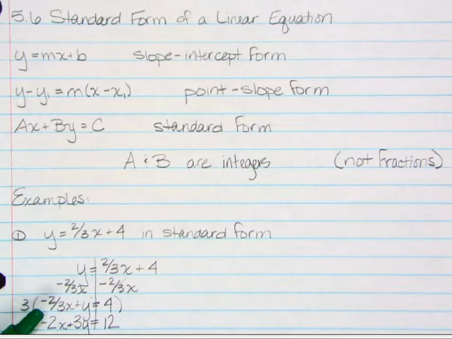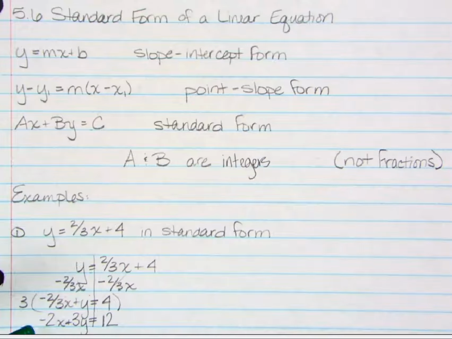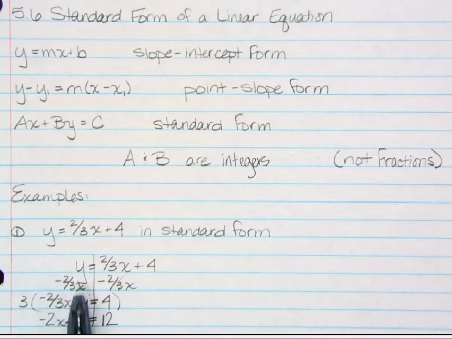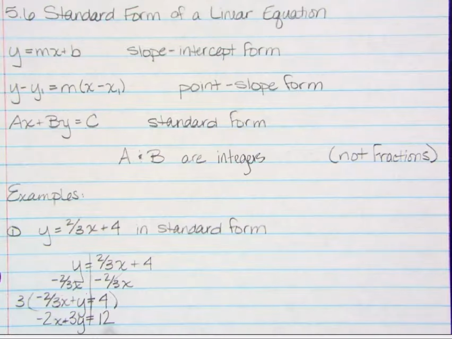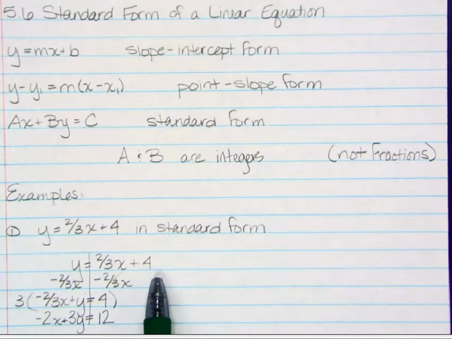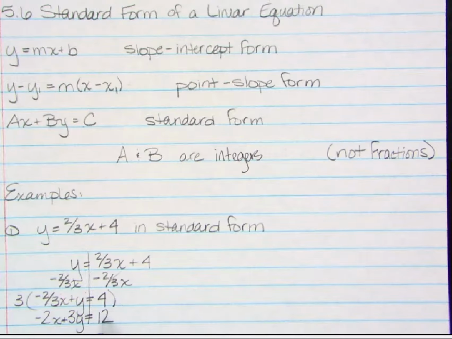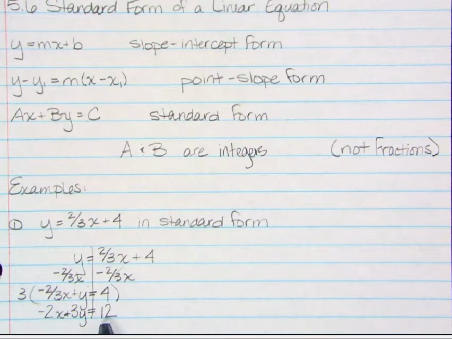When I take negative 2/3 x and multiply it by 3, this 3 is in the denominator, this one's in the numerator, so they cancel each other out, and I'm left with just negative 2x. And then plus 3 times y, because I have to distribute this 3 to the y, and I have to distribute this 3 all the way out here to the 4, which is where I get the 12 from. So this equation that started as y equals 2/3 x plus 4, in standard form is negative 2x plus 3y equals 12.